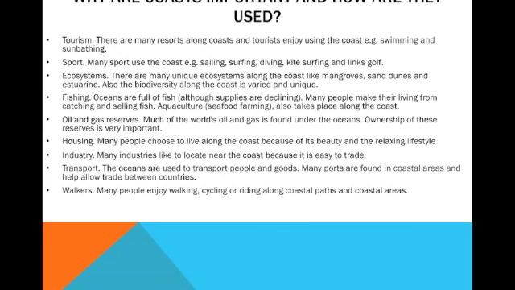So, many ports are found in coastal areas and help allow trade between countries as well as movement of people with boats and so on. Walkers. Many people enjoy walking, cycling, or riding along coastal paths and coastal areas.